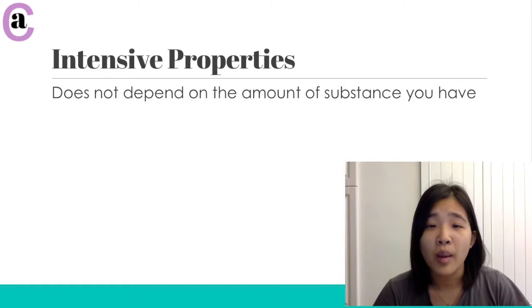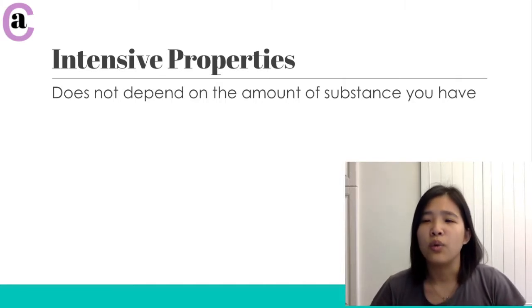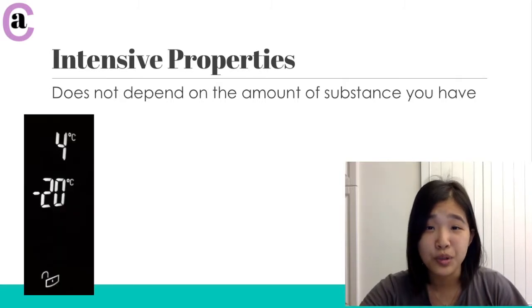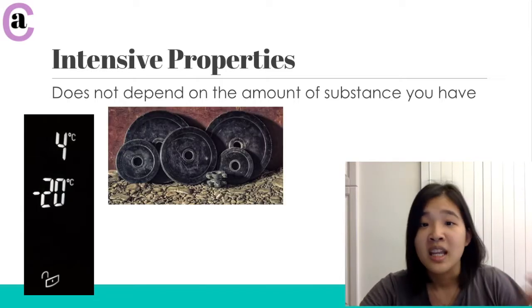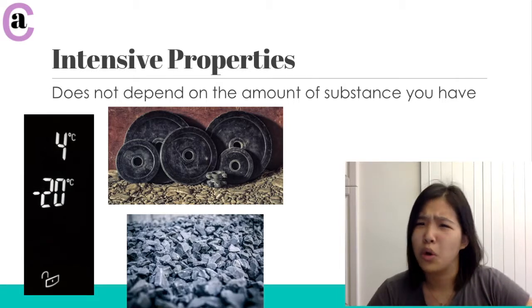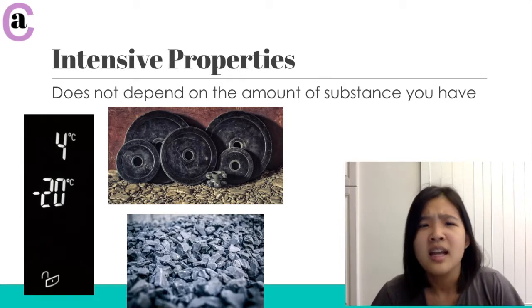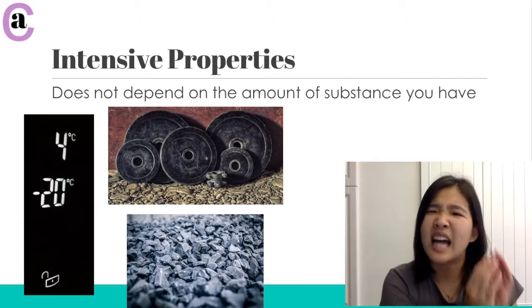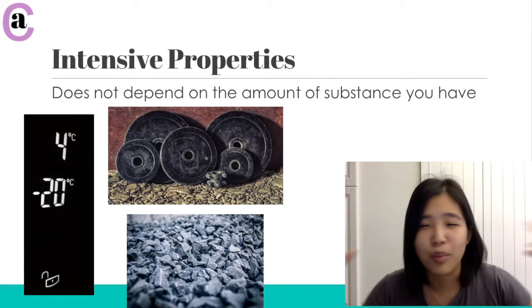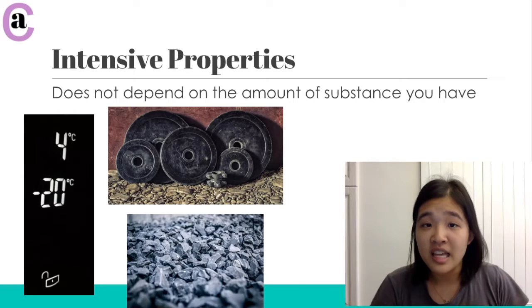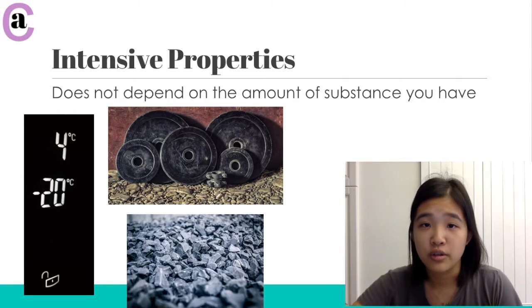Intensive properties are properties that don't depend on the amount of substance that you have. This may be a little bit confusing at first, but if you look at some of the examples, which include temperature, density, and the hardness of a rock or any other kind of metal, these are intensive properties. Regardless of if you have a tiny bit or a huge proportion of whatever substance you're working with, these different properties don't change.